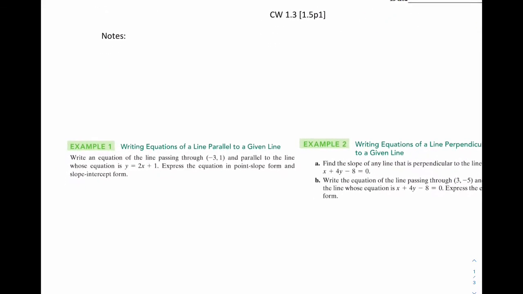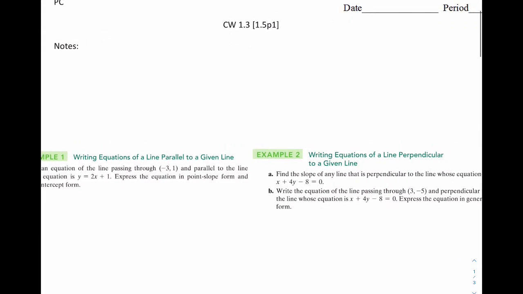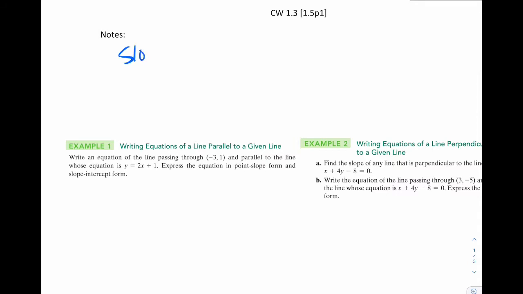Welcome to CW 1.3. Today we're going to be reviewing all the forms of lines and also going over average rate of change. So let's get right into it. The first one we want to review is slope-intercept form. So this is something all of you should be pretty familiar with. That's just y equals mx plus b.